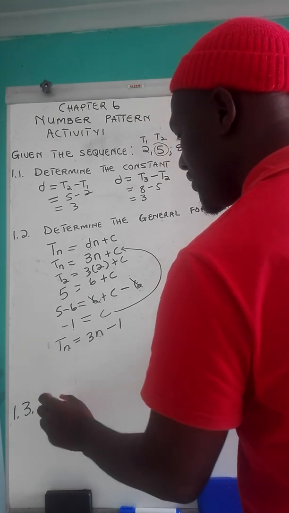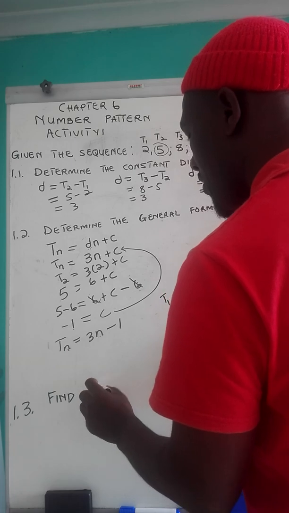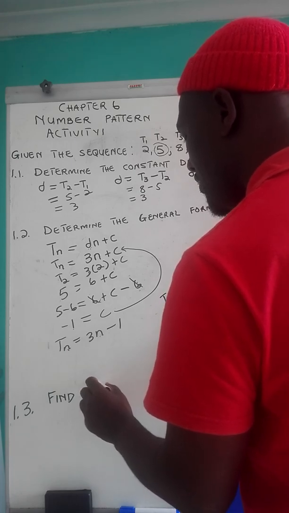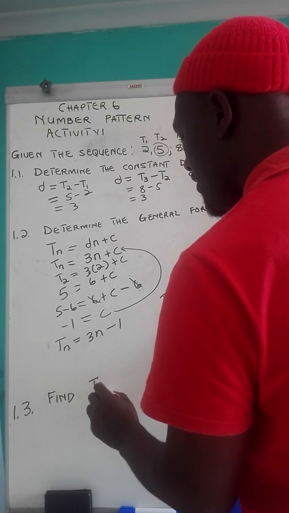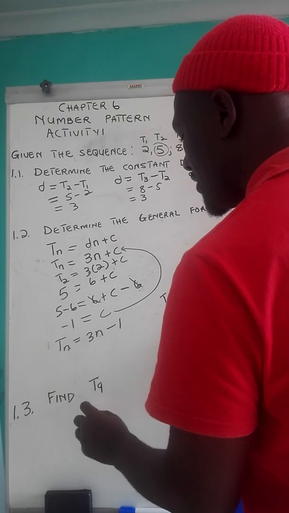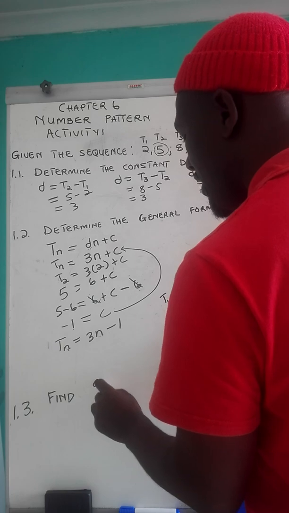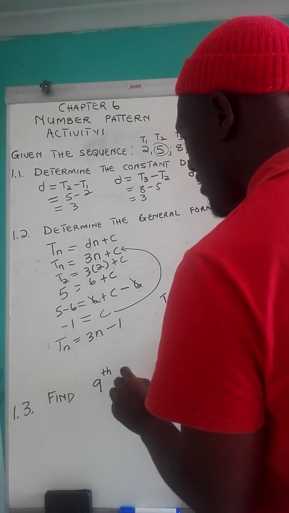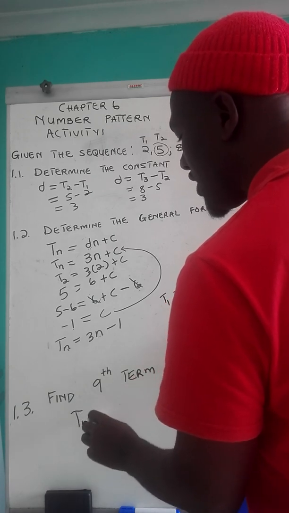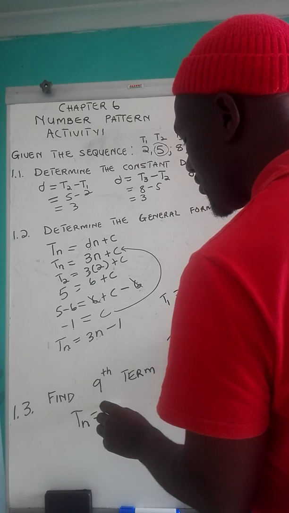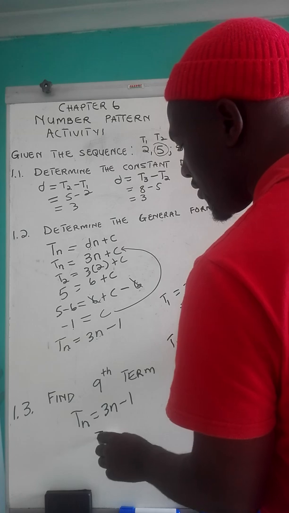1.3. Find T9. If you want T9, find the ninth term. If they say find the ninth term, use the general formula. Tn is equal to 3n minus 1. That is your general term formula.